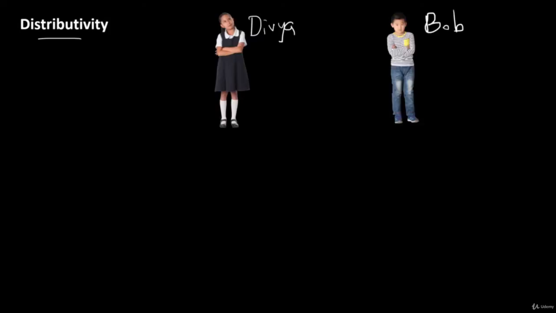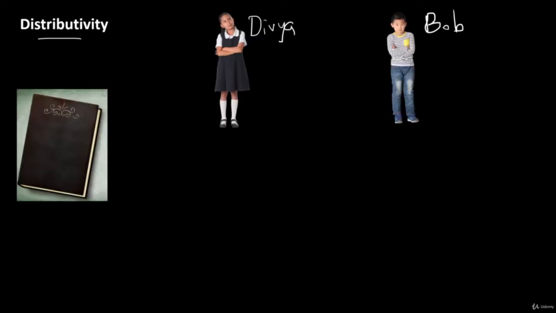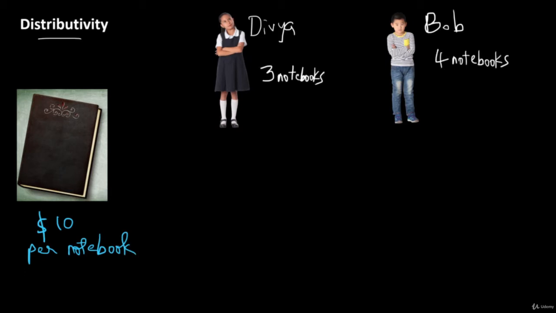Hi students, in this video, let's try to understand what we mean with distributivity and apply it in some equations. Alright, let's get started. Over here I have Divya, and over here I have Bob. Now both of them want to buy some notebooks. Now it's given that one notebook costs $10. Now Divya needs 3 notebooks and Bob needs 4 notebooks. Now we are asking them to find the total money that both of them together will spend.